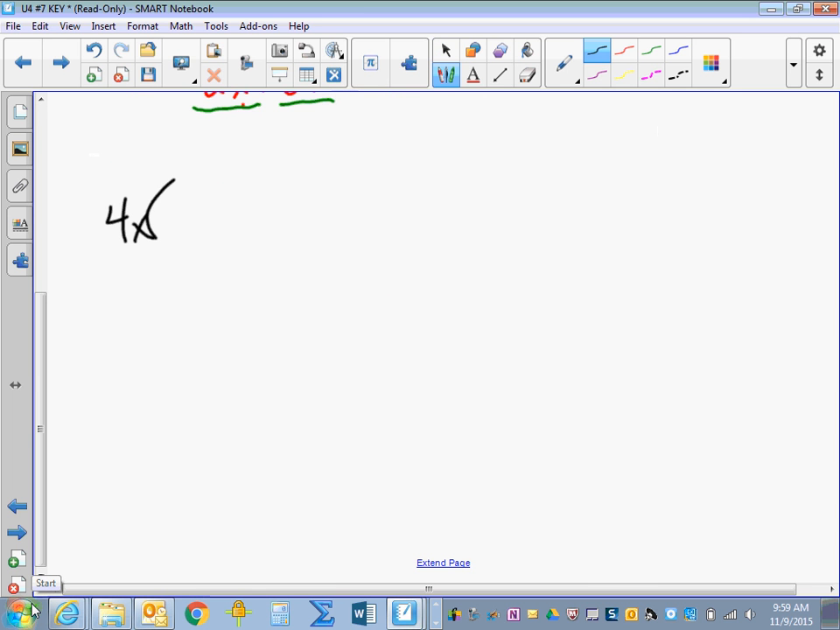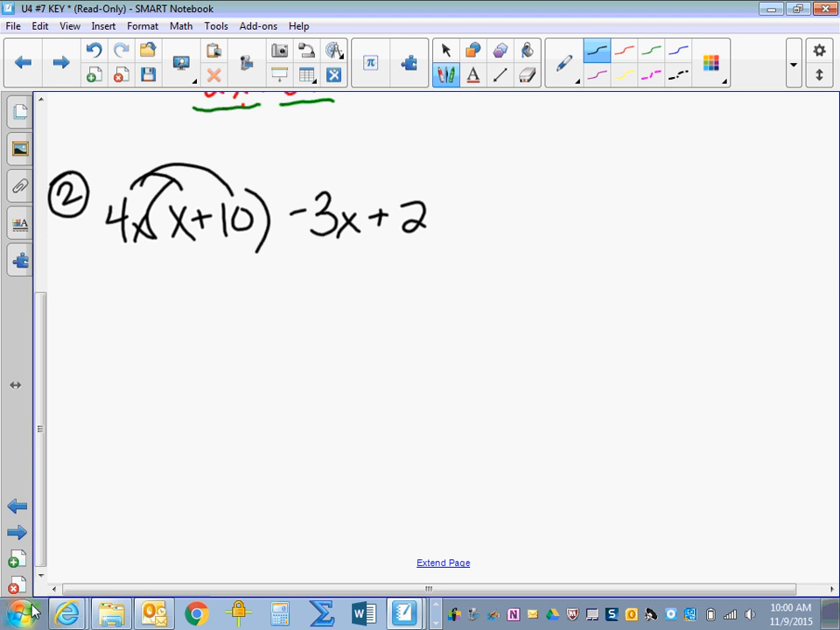4x times the quantity x plus 10 minus 3x plus 2. All right, again, what do I have to do with that 4x? Distribute. Good. What is 4x times x? Good, Joe. 4x squared. x times x gives us x squared. All right, then how about 4x times 10? 40x. Good. And then we have minus 3x plus 2.